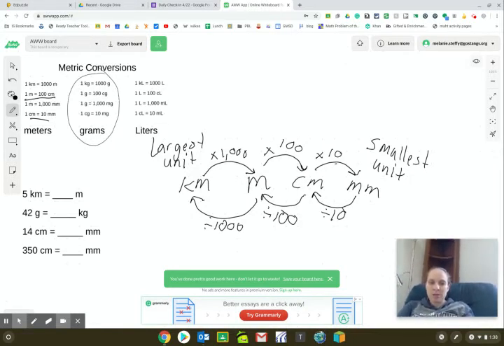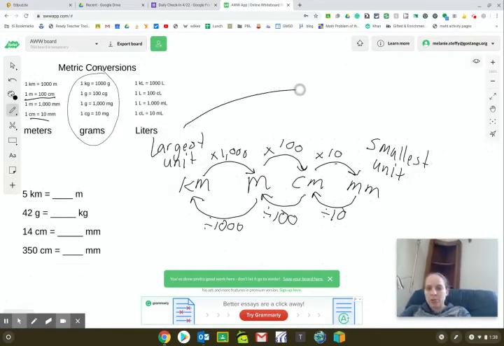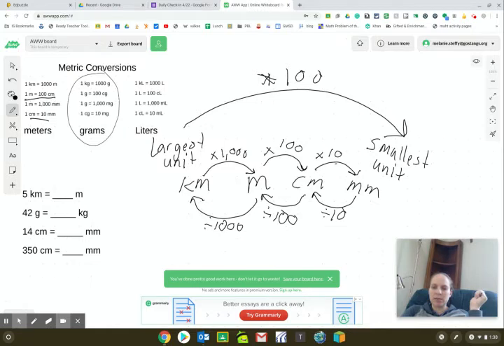So you can see there's this pattern going on. Every time I go from a larger unit to a smaller unit, I'm going to be multiplying by 10 because I'm taking that larger unit, for example, a meter, and I'm splitting it into tinier pieces, which means I'm going to have more pieces. So it makes sense that my answer is getting greater, which is why I'm using multiplication.